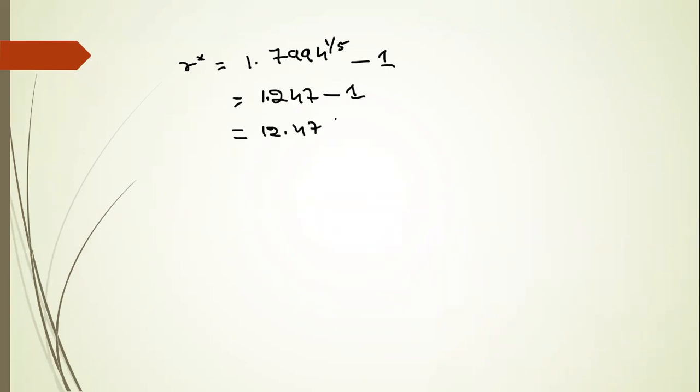So let's continue again to the next page. So now what we'll do, we'll keep r here, and we are taking the last term, taking 1 and raised to 5 that side. So it will be 1.7994 to the power 1 by 5 minus 1. So the value we get is 1.247 minus 1, which is equal to 12.47%. So this is the realized value. This is the end of the problem.